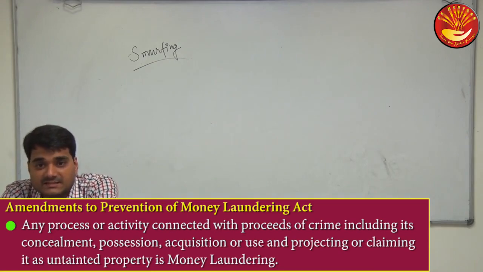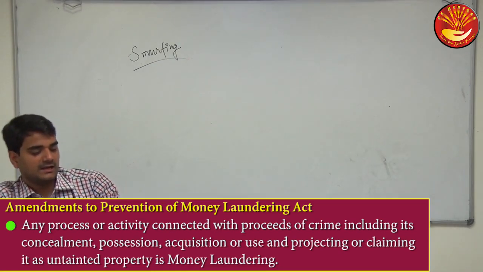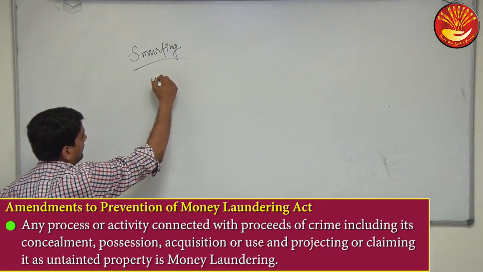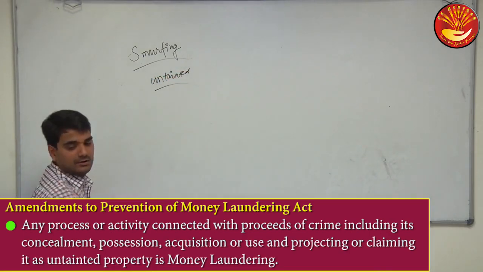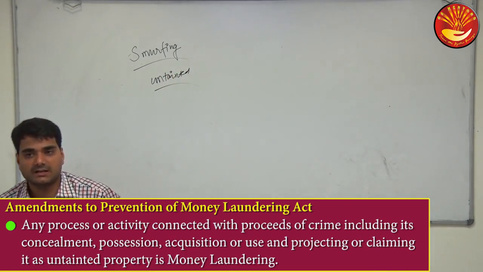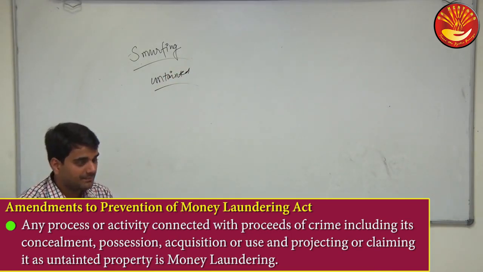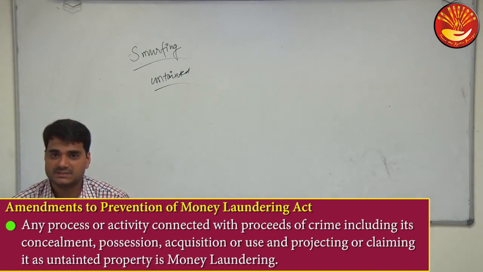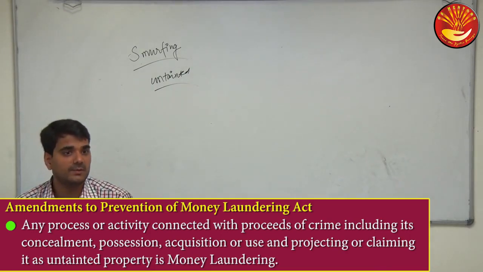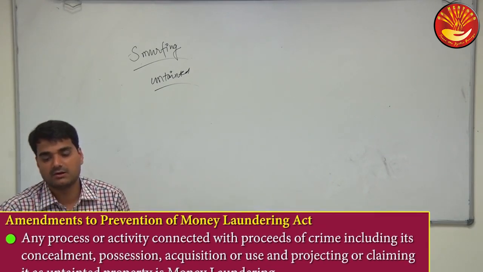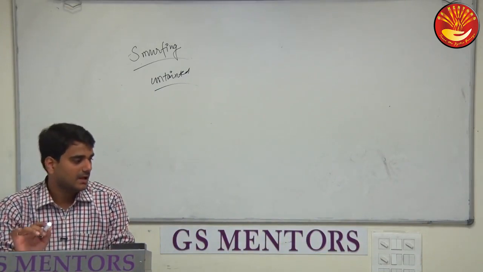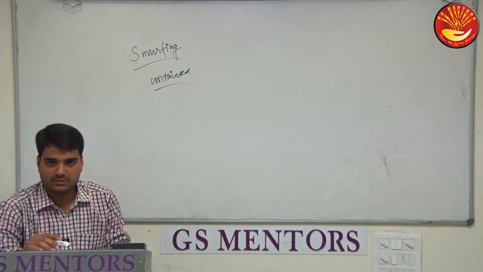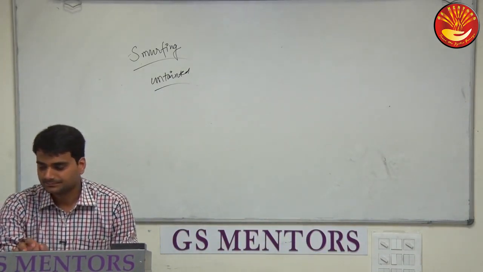Untainted means completely clear. So money laundering is basically any process or activity connected with proceeds of crime, including its concealment, possession, acquisition or use, and projecting or claiming it to be untainted property. That is money laundering as per the act. Now write the key major changes which took place through this amendment.